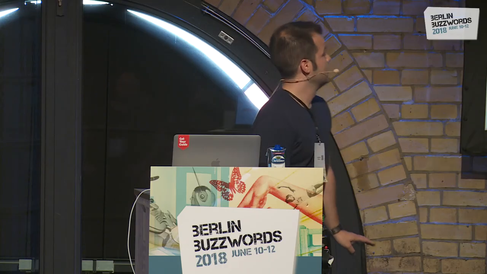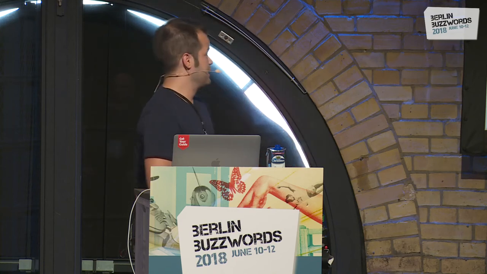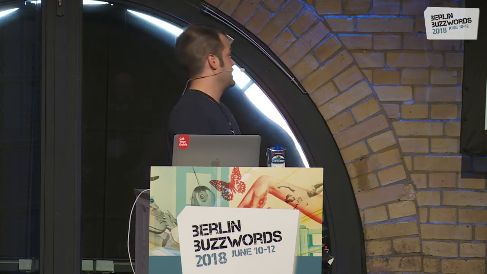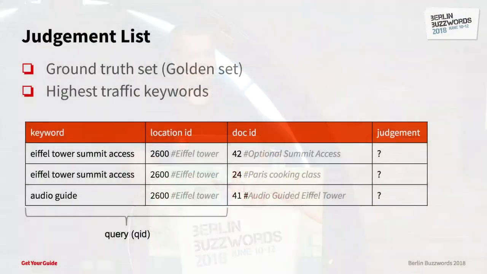Okay, so we start the project. Day one, we need to collect our judgment list. Our judgment list is also a golden set, or the base for your model to learn. From this judgment list, we can add features on top of that and have our training set. So we decided to get the highest traffic search keywords. With this, we have a subset of queries that are very relevant for our business. We have demand for those queries. And then we had a list like this.